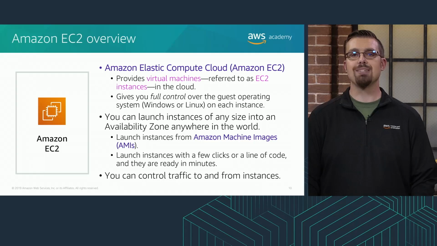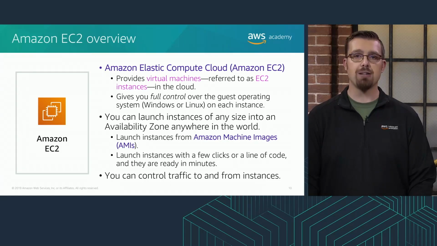Amazon EC2 provides virtual machines, or VMs, in the cloud. These VMs are referred to as EC2 instances. You have full administration control over the Windows or Linux operating system that runs on these instances. Most server operating systems are supported, including recent versions of Windows, Red Hat, SUSE, Ubuntu, and Amazon Linux.